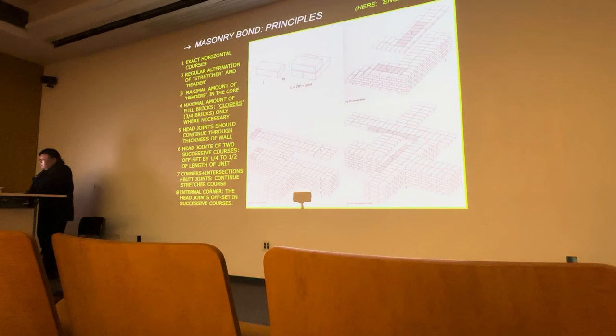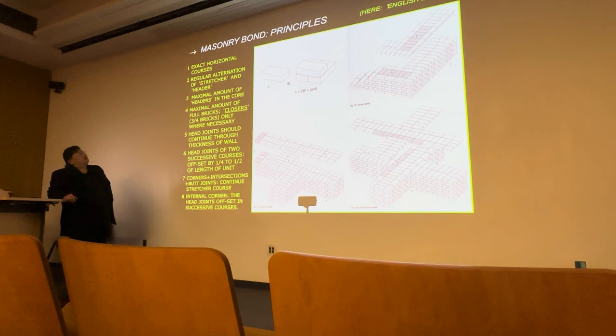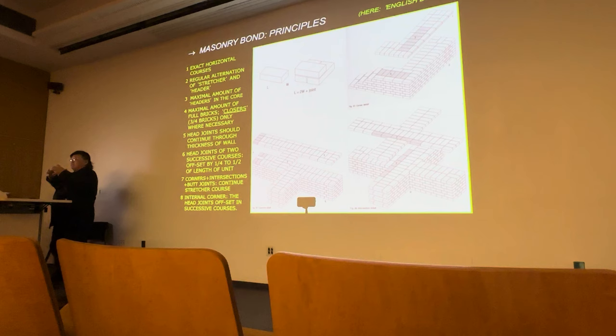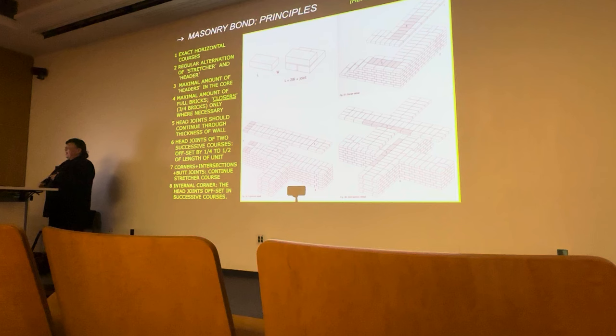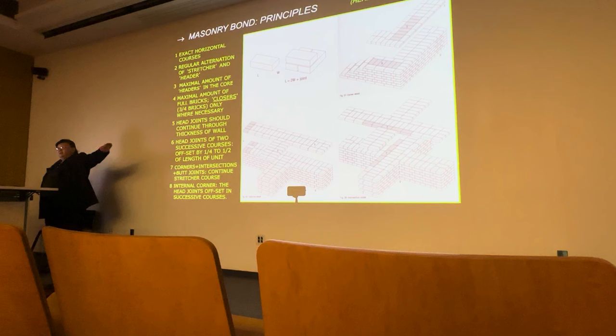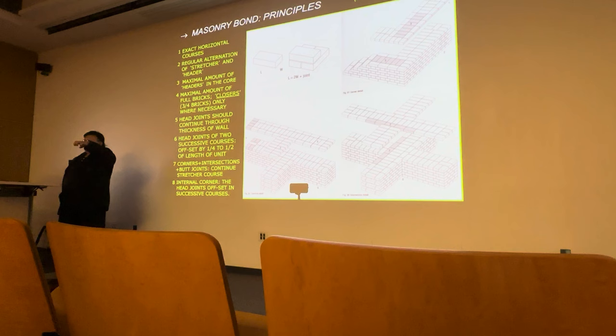One of the very important things making a brick construction so durable and so strong is the bonding, the mortar that bonds each individual unit. So the process is categorized. First one is the exact horizontal courses. We make sure that the courses line up horizontally. Regular alternation of stretchers and headers. The stretcher is this position of the brick, and when you turn it around, it becomes a header. We'll get to it, so nothing to worry about.